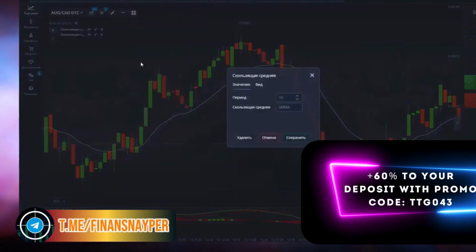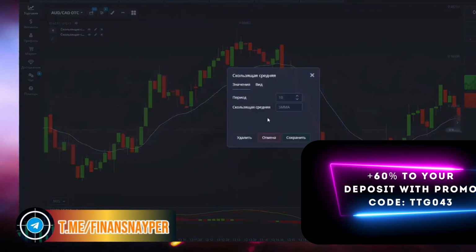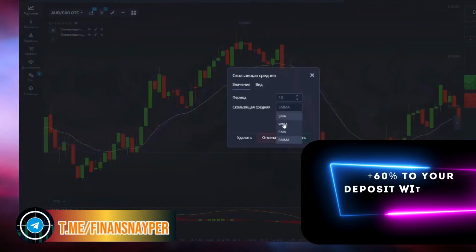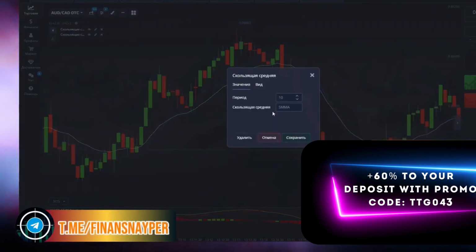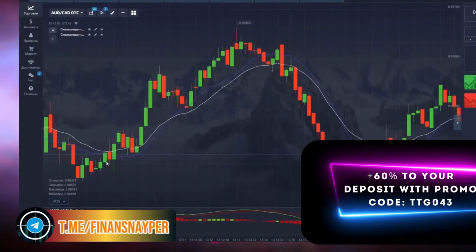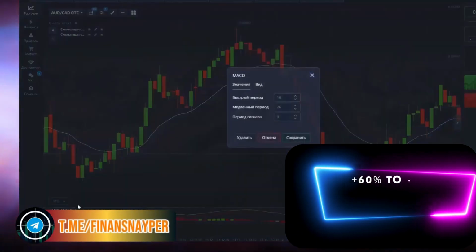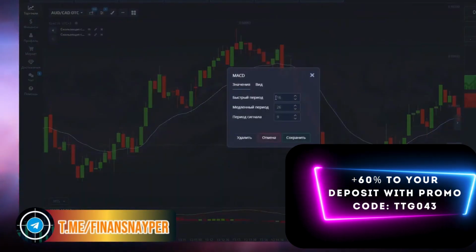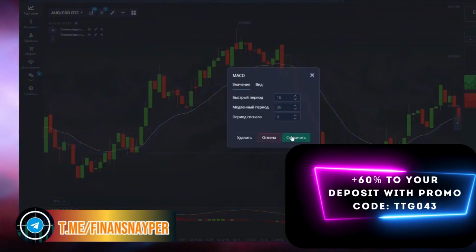Now go into the settings of the second indicator. The period should be 10, but here's an important point. As you can see, the moving average should not be SMA, but SMMA. Set it accordingly, change the color, and click Save. Next, go into the settings of the MACD indicator. Here, your fast period should be 12, I believe. Set it to 16. After that, don't change anything else, and click Save.